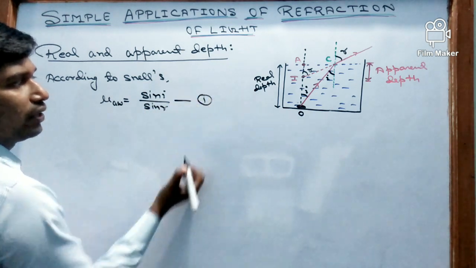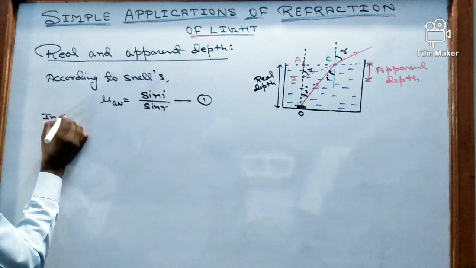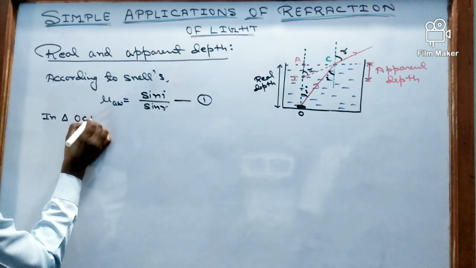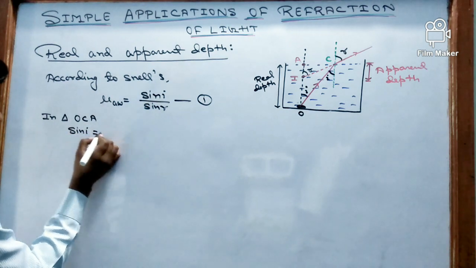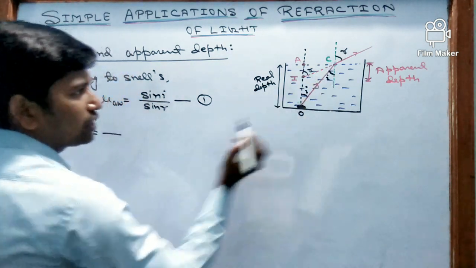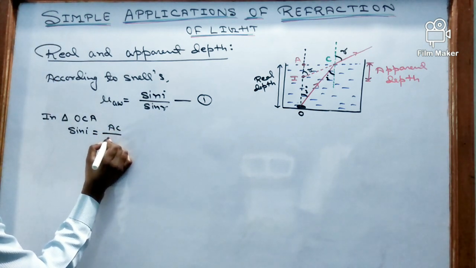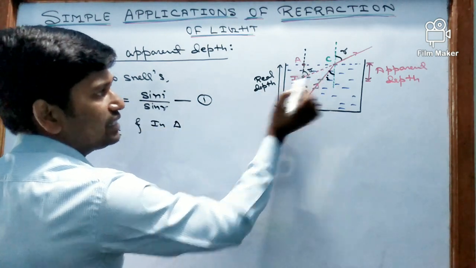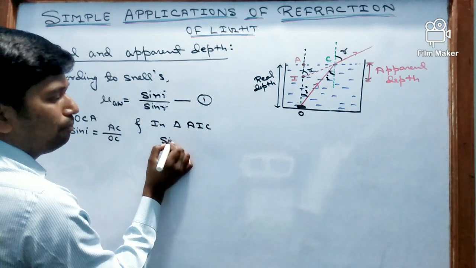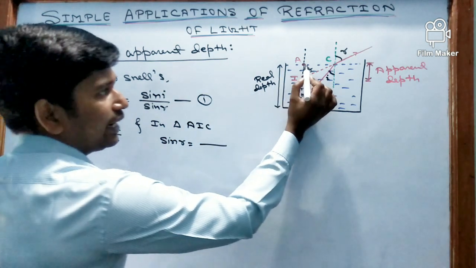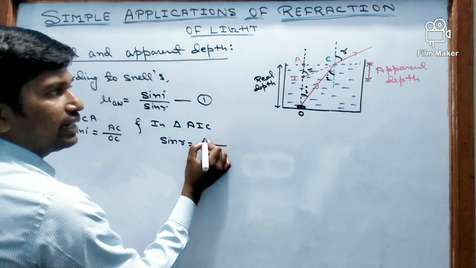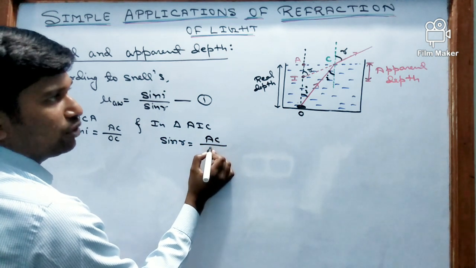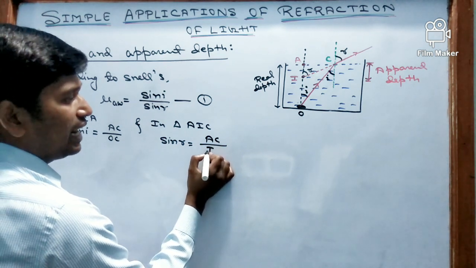Write it as equation number 1. Now let us see, in right triangle OCA, sin i is equal to perpendicular by hypotenuse, so we can write it as AC by OC, and in right triangle AIC, sin r is equal to, again, perpendicular by hypotenuse, so we can write it as perpendicular, that is AC, and hypotenuse, that is IC.